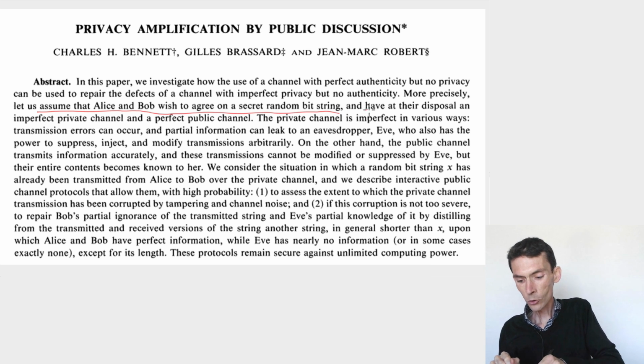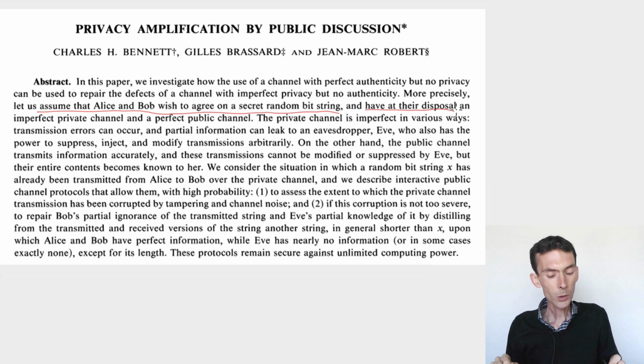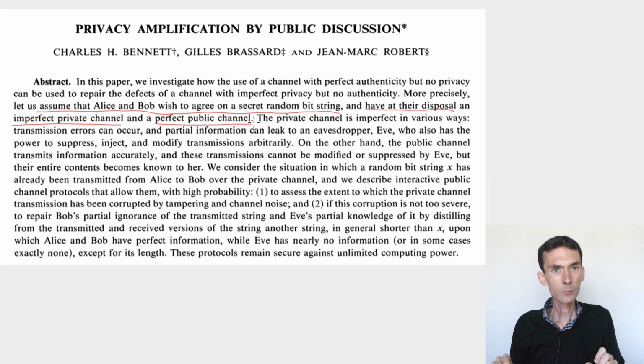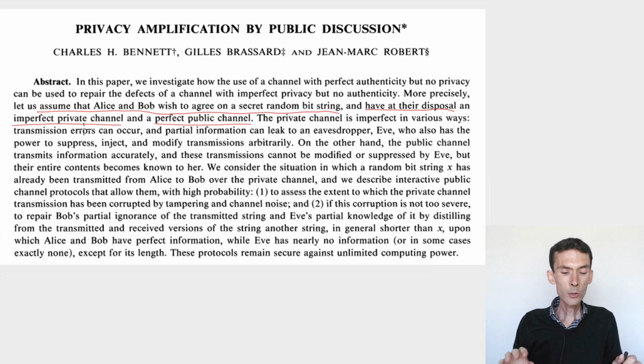What do they have at their disposal in order to achieve this task? Two things: an imperfect private channel and a perfect public channel. So these two resources are going to come out of the key distribution protocol. The perfect public channel is something that they'll always have. We'll call it an authenticated channel. And the imperfect private channel, this is going to be implemented by all the prior stages of the key distribution protocol. But focusing just on privacy amplification for this week, we just imagine that we have these two things: imperfect private channel, perfect public channel. We'll see next week how using quantum information we can implement this imperfect private channel.